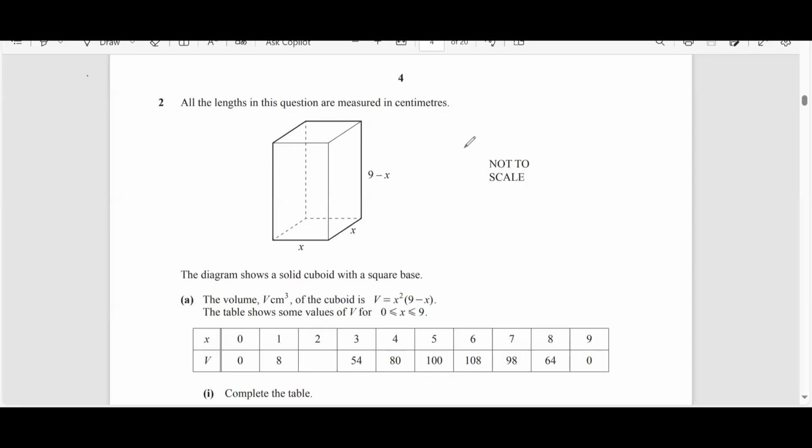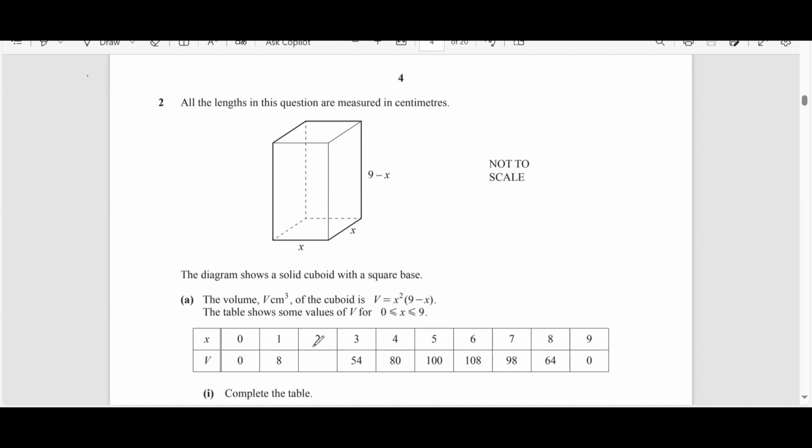All the lengths in this question are measured in centimeters. The diagram shows a solid cuboid with a square base. The volume of the cuboid is given by the formula V is equal to x square into 9 minus x. The table shows some values of V for x greater than or equal to 0 and x less than or equal to 9. First part is to complete the table.